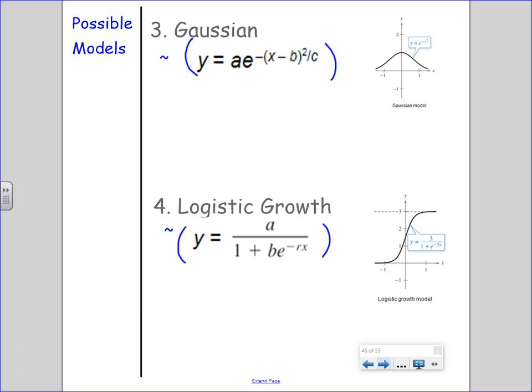So we have the Gaussian, that's the bell curve. We have the logistic growth, and I could explain him a little bit better, but let's wait until we get a problem to see why this graph behaves the way he does. He's actually really, really practical.